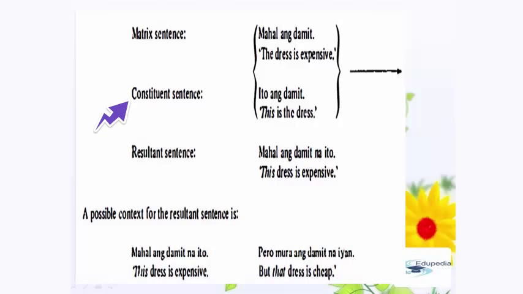Constituent sentence: Ito ang damit. This is the dress. Resultant sentence: Mahal ang damit na ito. This dress is expensive. A possible context for this resultant sentence is: Mahal ang damit na ito. This dress is expensive. Pero, mura ang damit na iyan. But that dress is cheap.